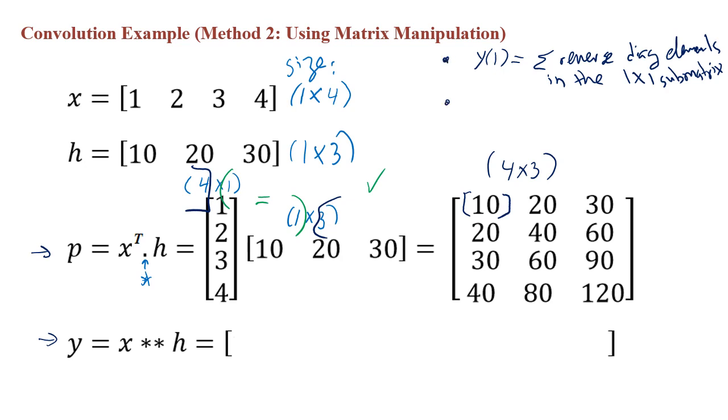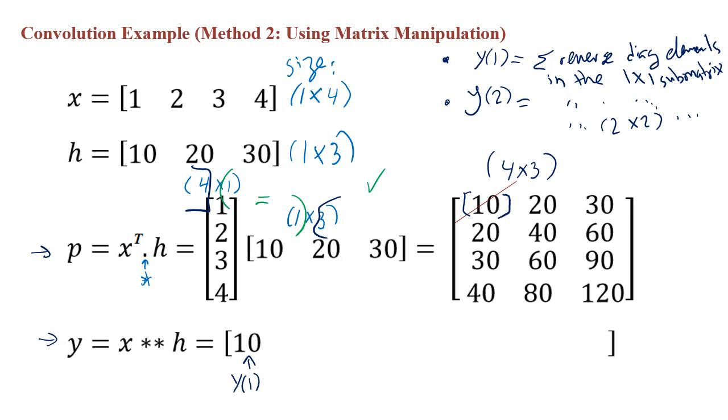And similarly, y of 2 is equal to the summation of the reverse diagonal elements in the 2 by 2 submatrix. If you're evaluating y of 3, then it's the result of the summation of the reverse diagonal elements in the 3 by 3 submatrix. So let's see an example here. Now we're evaluating the first element in the convolution. This is y at 1. Then the submatrix is going to be equal to 10, right? Just 10. If we sum the elements in the reverse diagonal, we end up with 10. So that will give you the value of the first element in the convolution.